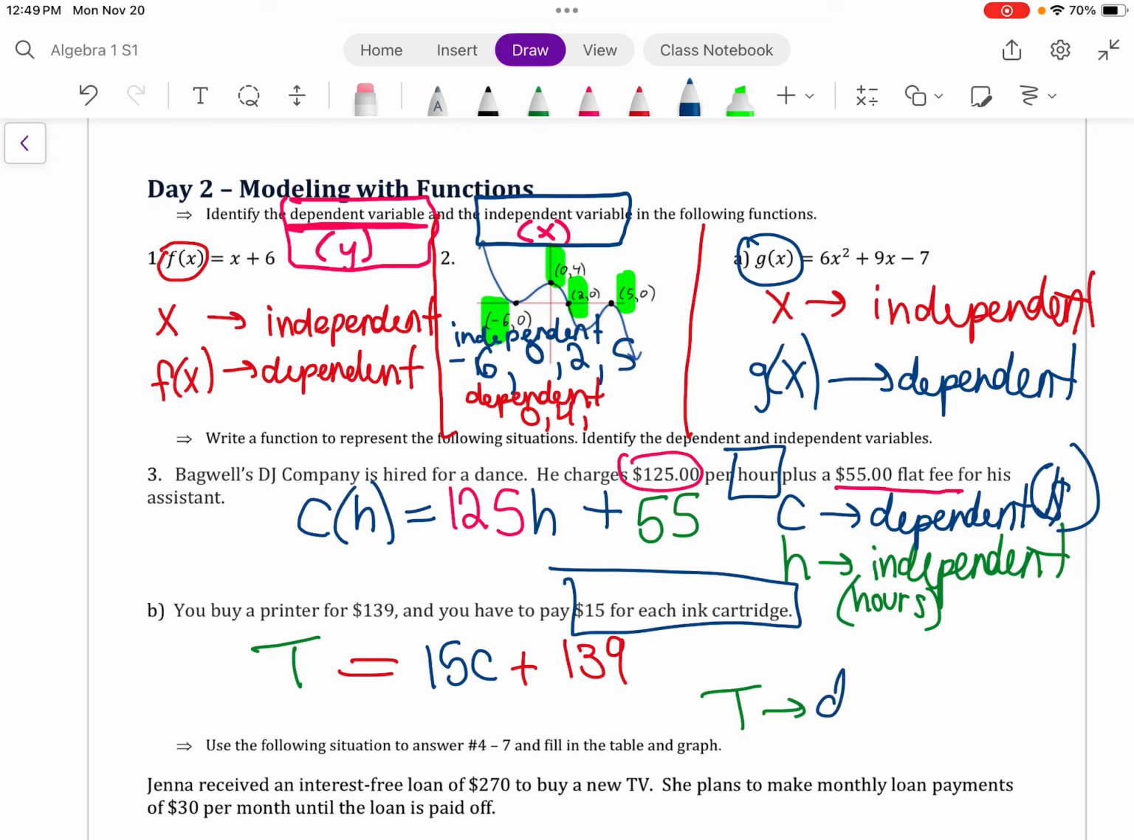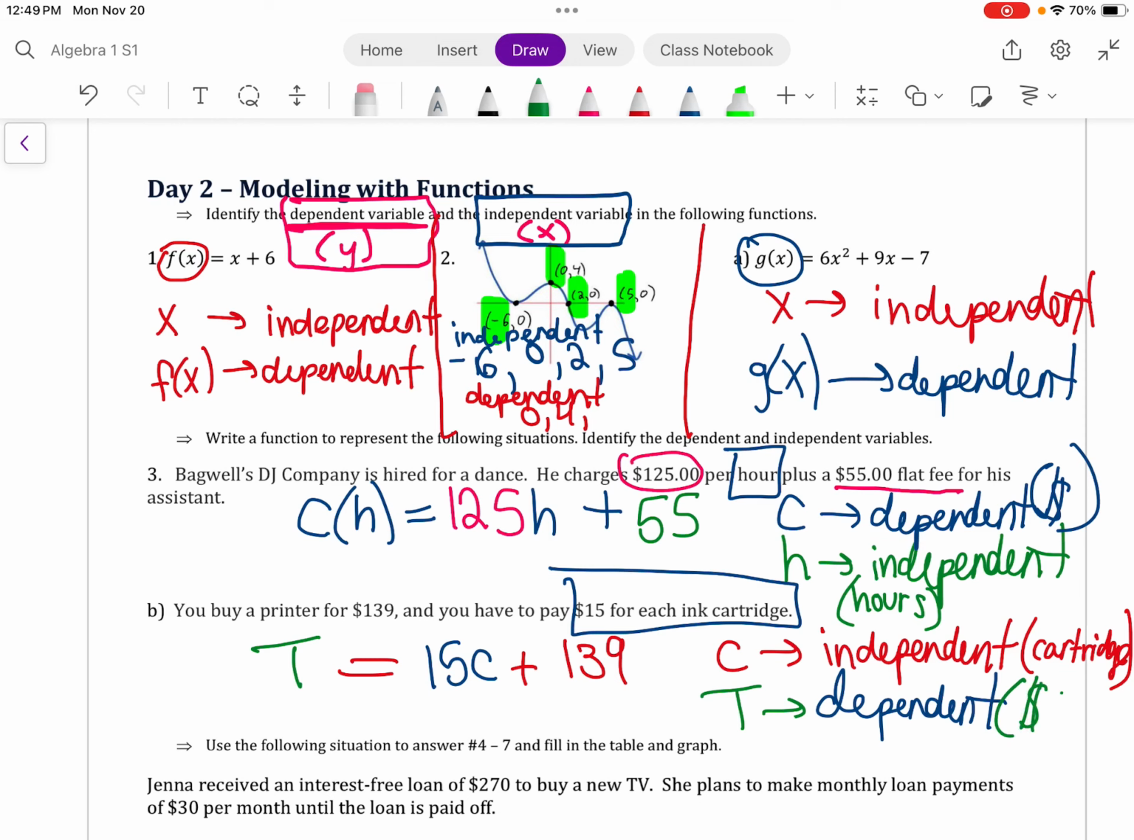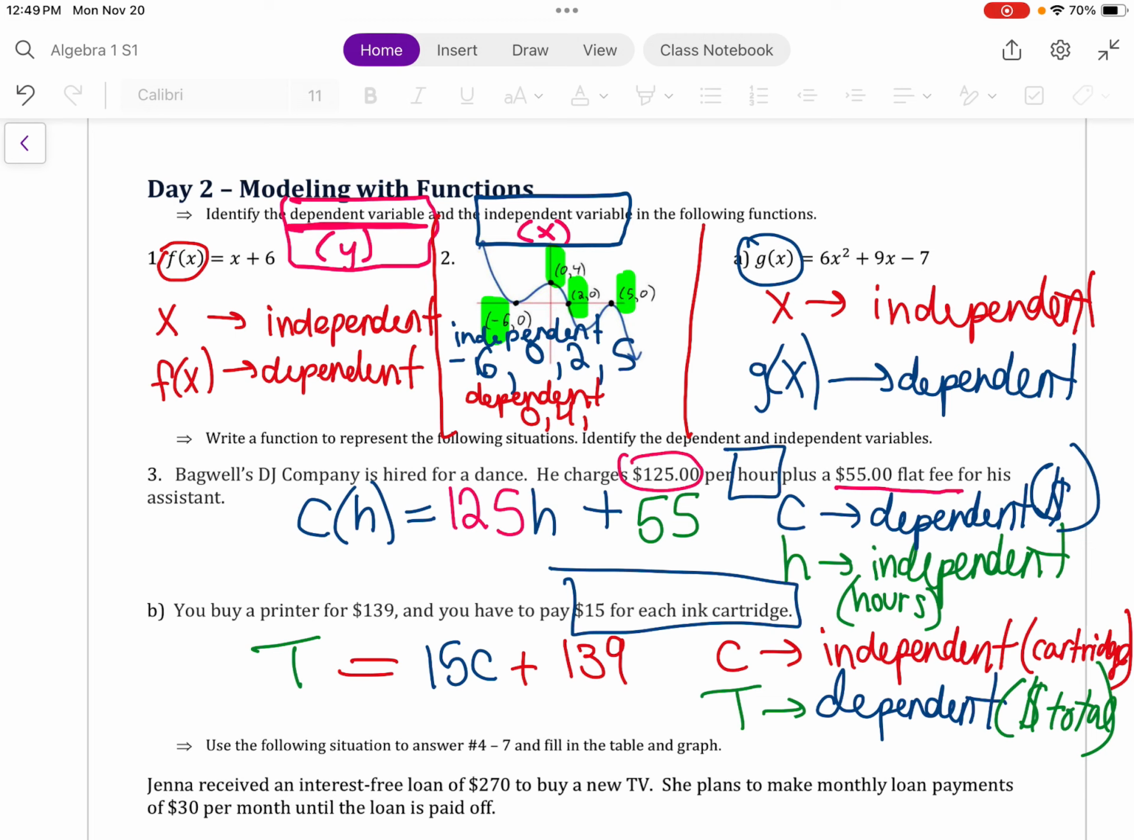So dependent is the total. How much is it going to cost? Well, it depends on how many ink cartridges you got. So the independent is the cartridge. And the dependent, again, is the dollar bills. How much is the total? So again, independent X, dependent Y.